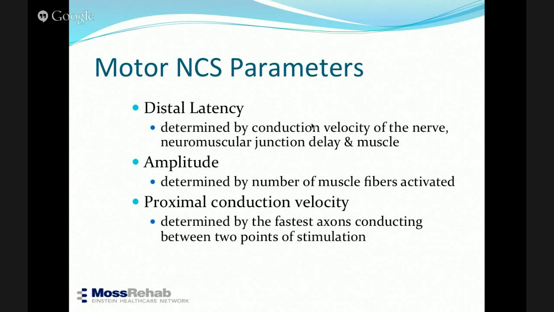Basically, when you're looking at a distal latency, you have a fixed distance between the nerve and the muscle belly. That way you can compare your value to my value, or to somebody who's 6'6" and somebody who is 3'6", because it's a fixed distance. If you don't have a fixed distance, you cannot really compare the values very well.